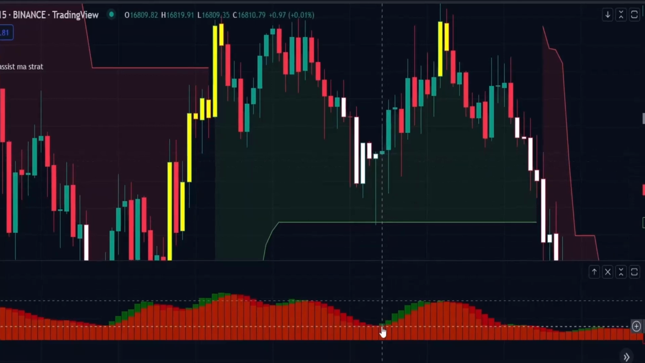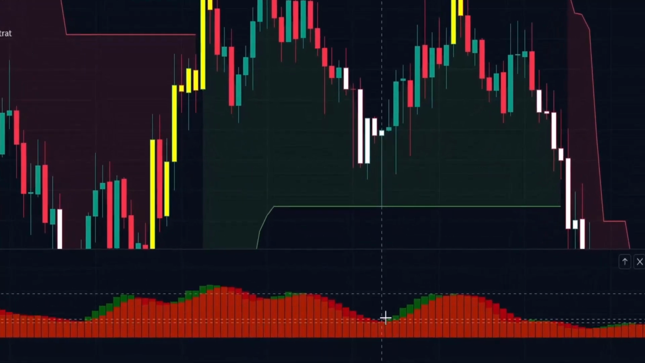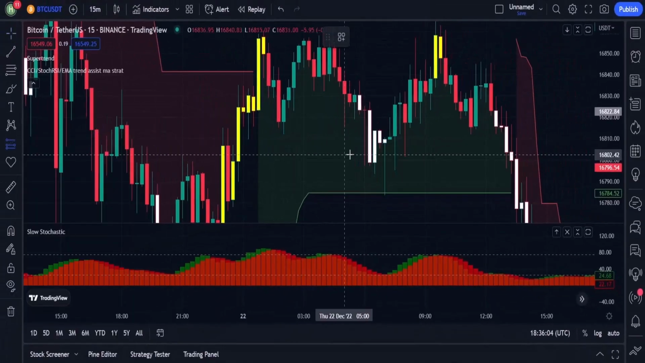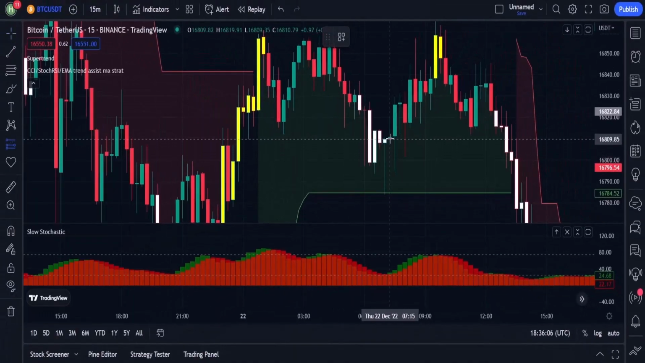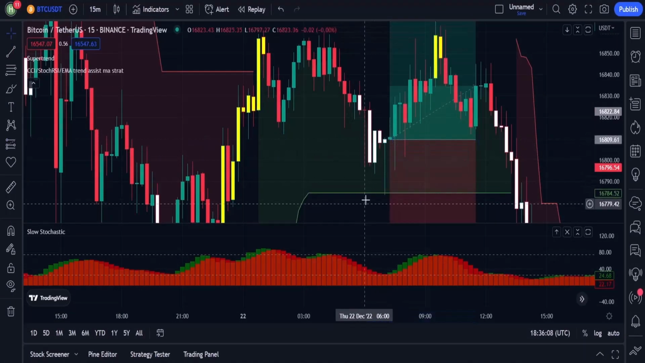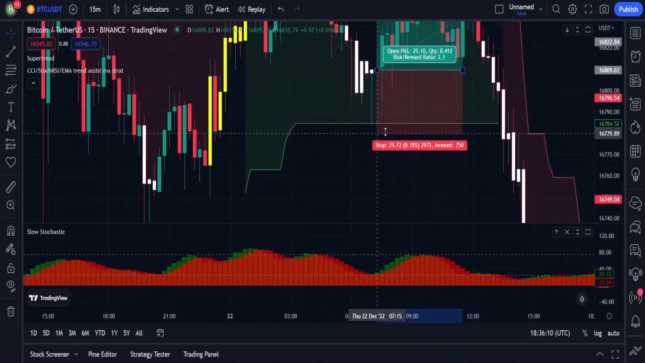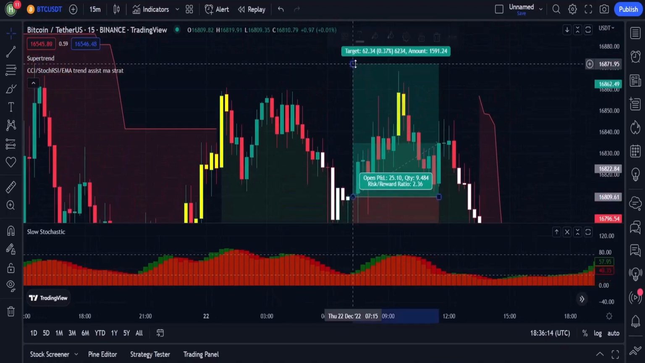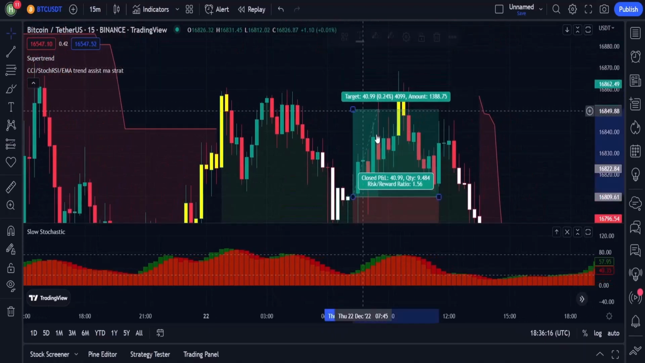After these conditions are met, we look at the slow stochastic indicator for our final confirmation, and we can see the bar opposite the green candle is green. So we can safely enter this buy trade at this candle. After our buy position is opened, we will set our stop loss slightly below the super trend line. And for a risk to reward ratio of 1.5, this trade would have ended in a profit.